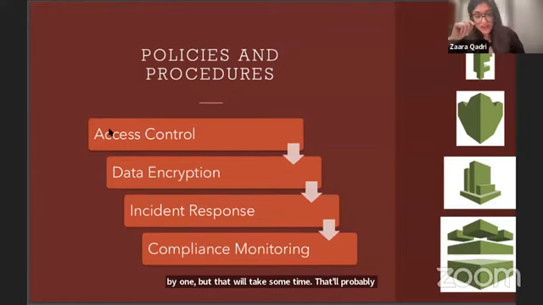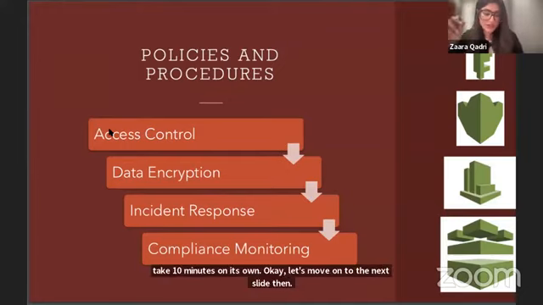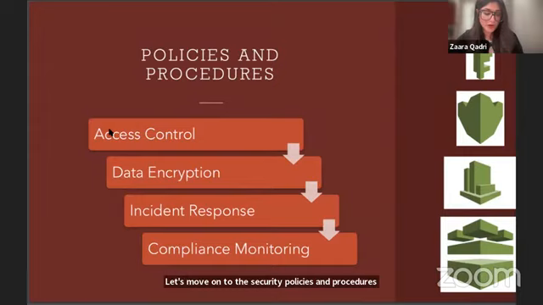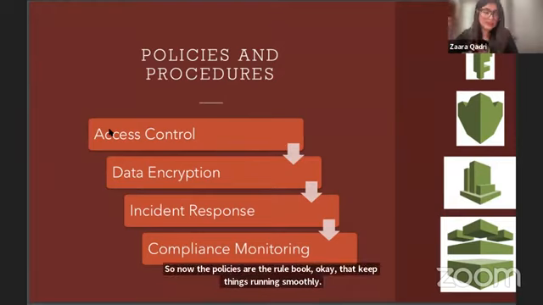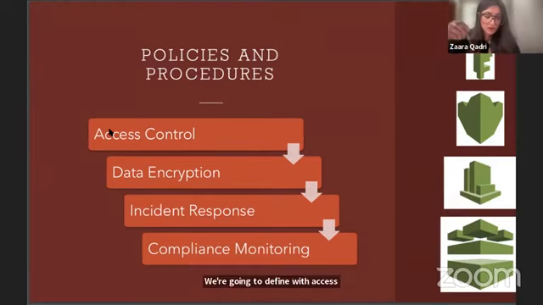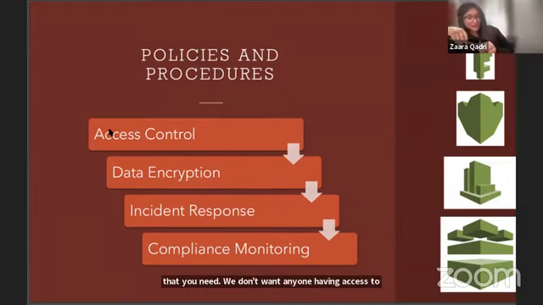Let's move on to the security policies and procedures. The policies are the rule book that keeps things running smoothly. With access controls, we define who gets access to what. In AWS specifically, you can use IAM, Identity and Access Management. We set up roles with least privilege. We don't want anyone having access to things they don't need access to.